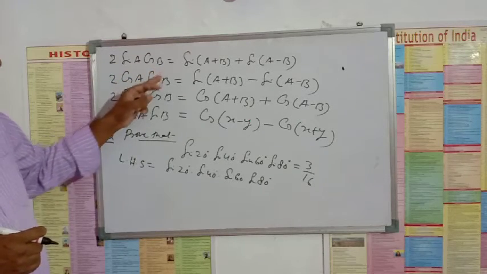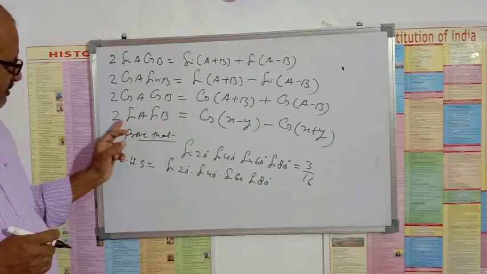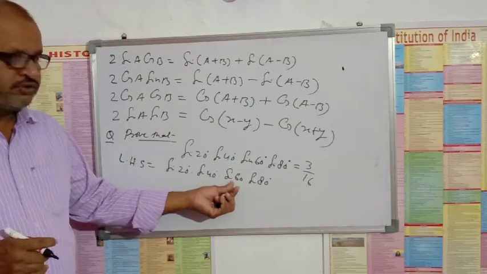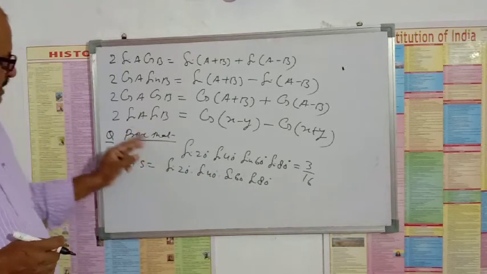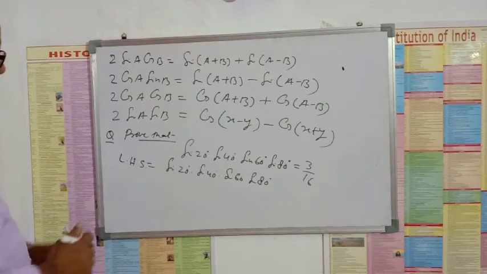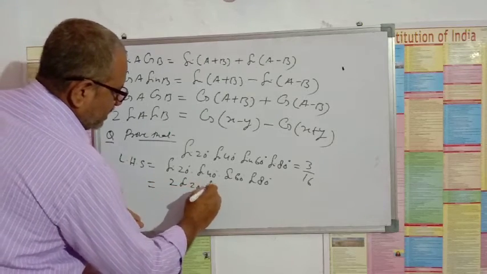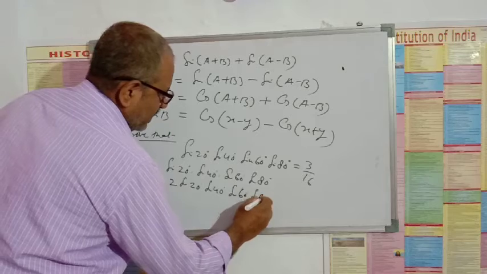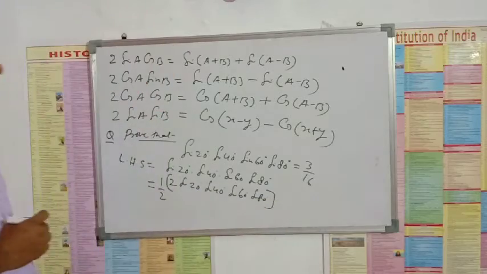Here the formula is 2 sin A sin B. All the functions are given in sine, so we will apply 2 sin A sin B. The value of sin 60 we know is root 3 by 2. We can take 20 and 40, or 20 and 80. But here the 2 is not there, so we will multiply by 2 and divide by 2. So 2 sin 20, sin 40, sin 60, sin 80 degrees and 1 by 2.